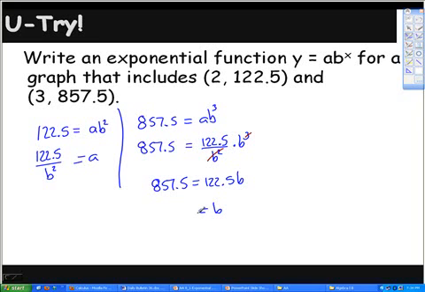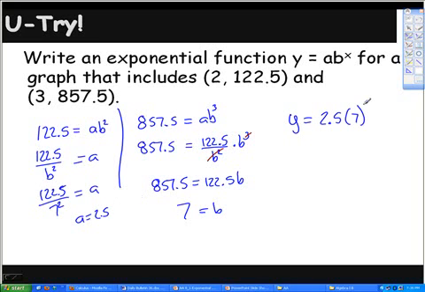So on my calculator here, I'm doing 857.5 divided by 122.5, and my result on my calculator screen says that b is 7. That's kind of a nice answer to appear. Well, if b is 7, let's see what we're getting over here. a is going to equal 122.5 divided by 7 squared. In other words, 122.5 divided by 49, and that says it's 2.5. So a is 2.5. So the answer I just got is y equals a, 2.5 times 7 to the x.